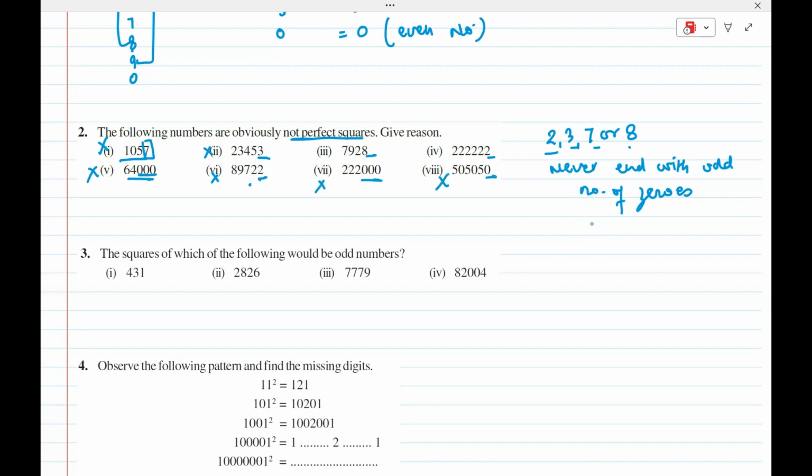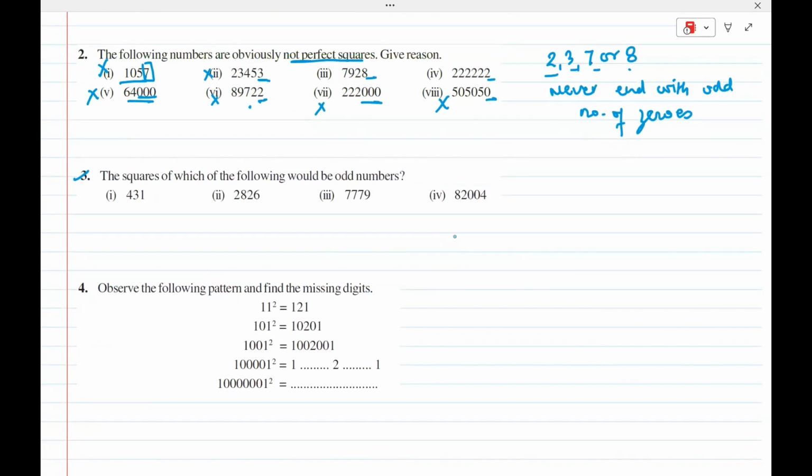Again, an odd number of zeros cannot be a perfect square. Now let's move to the third question. It says: square of which of the following would be an odd number? So here again is one property: the square of an odd number is always odd, and the square of an even number is always even.